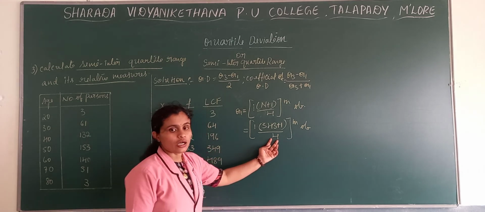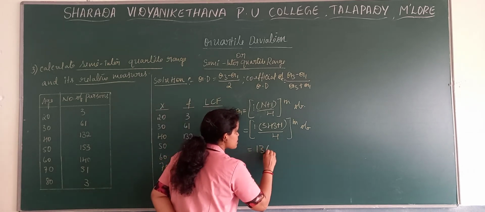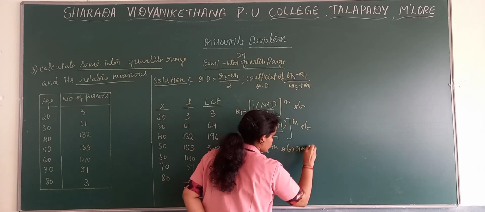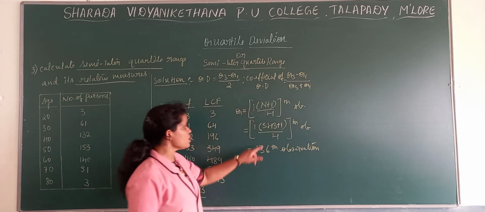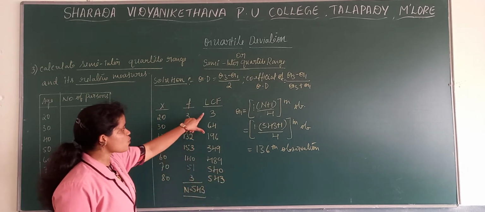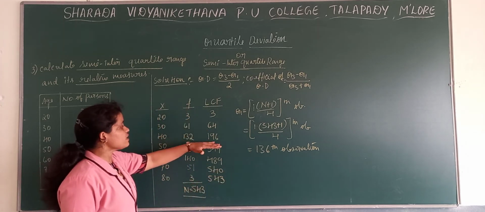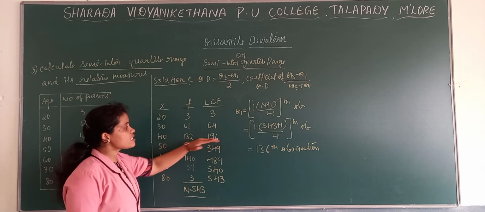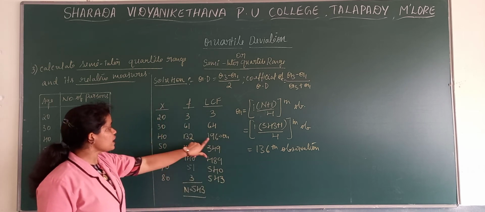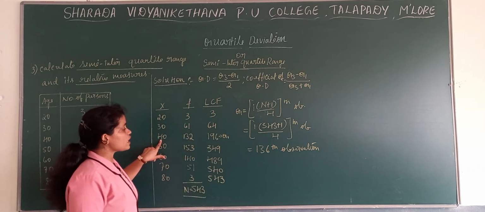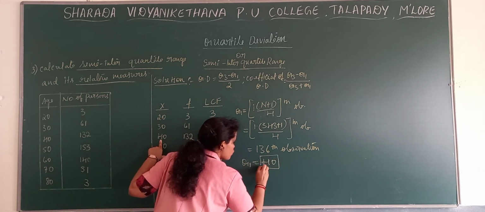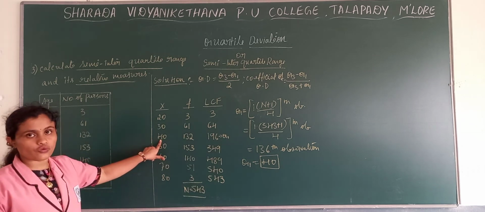So we get here the 136th observation. Now see this 136, where will it lie in case of LCM? So 136 will come under 196. So this is your Q1 class. Now the corresponding x value is 40. That is, your Q1 value is 40. So you got here Q1 as 40.